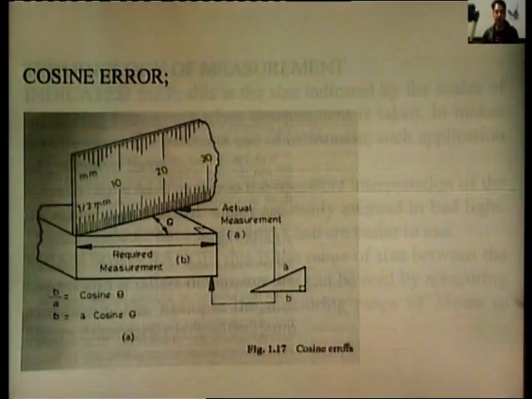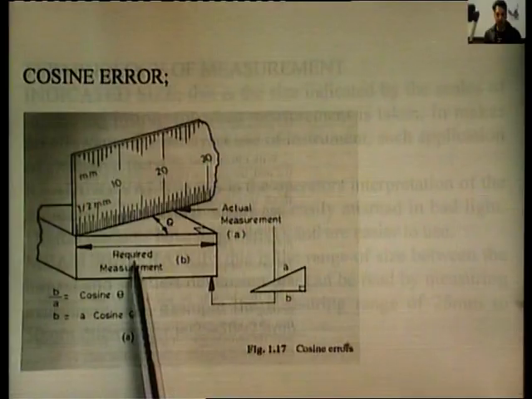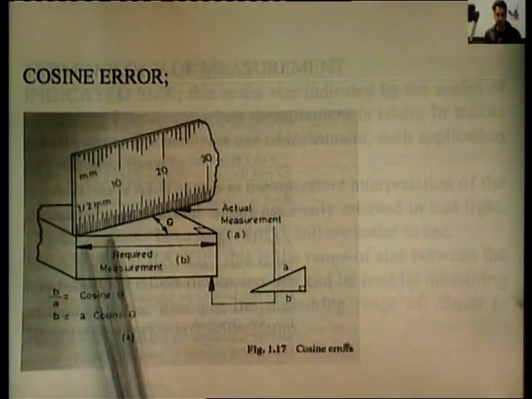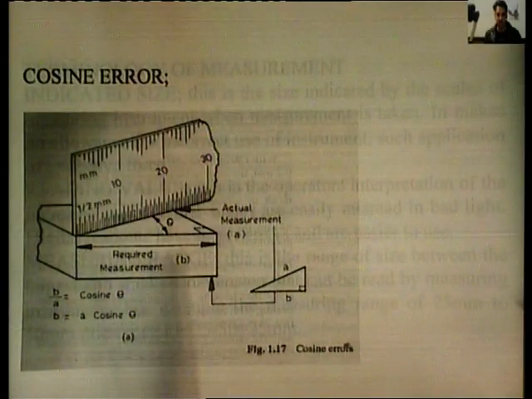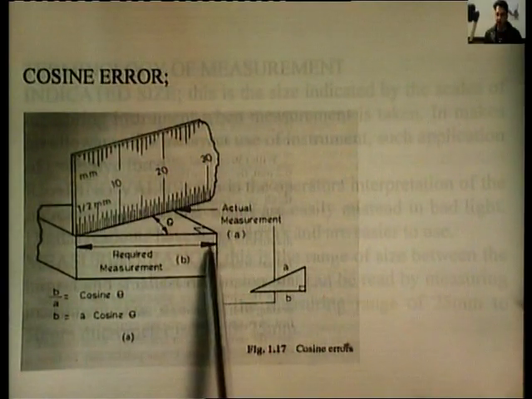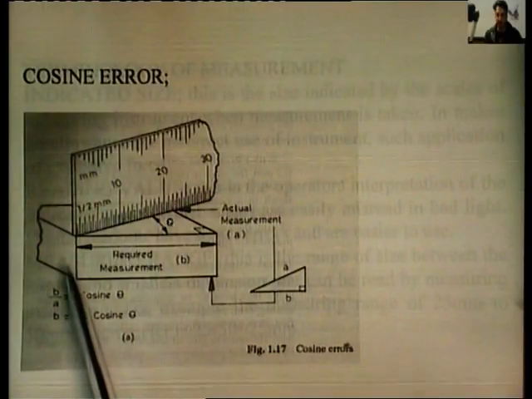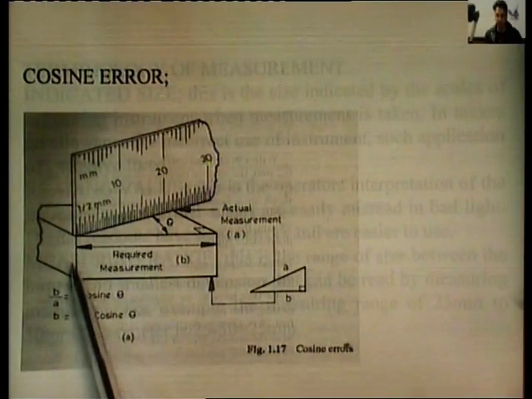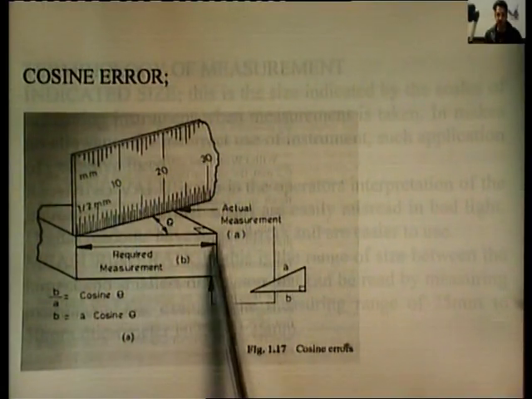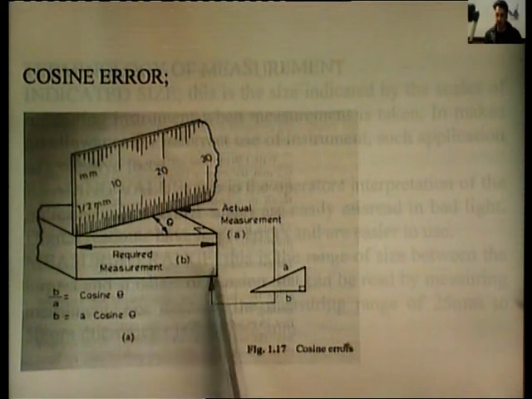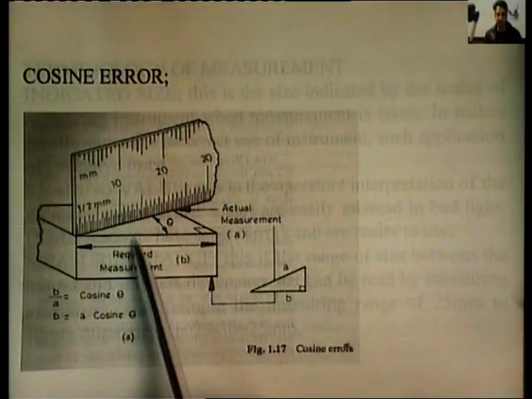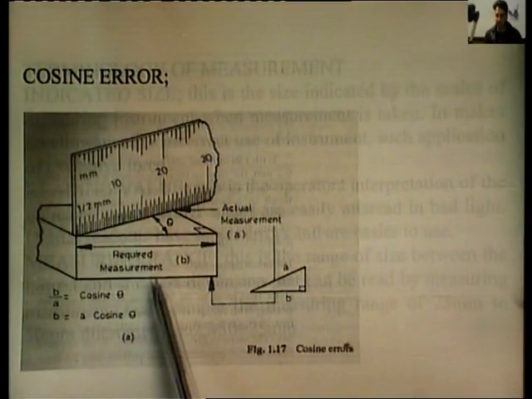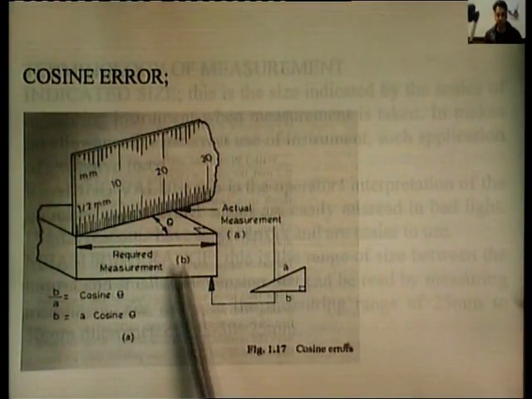Another form of error is the cosine error. We can see over here the required edge, the edge for which we have to take the measurement, is along this arrow, and the reading we are trying to take is between this face and the face on the back side of this edge. So, over here we can see that the scale is placed at some angle to this face where this B is written, this face B.